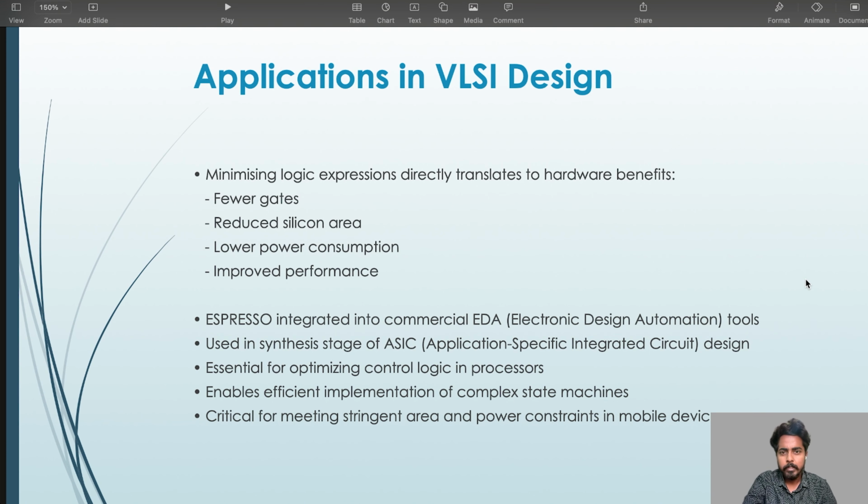So moving on to the next topic, application in VLSI designs. In VLSI designs, minimizing logic expression plays a crucial role in optimizing hardware efficiency. By reducing complexity, we can achieve fewer logic gates, a smaller silicon footprint, lower power consumption, and improved overall performance. One powerful tool that aids the process is Espresso. It has been seamlessly integrated into commercial EDA tools. This optimization is particularly valuable in the synthesis stage of ASIC design, that is the application specific integrated circuit, where even minor improvement can have a significant impact.